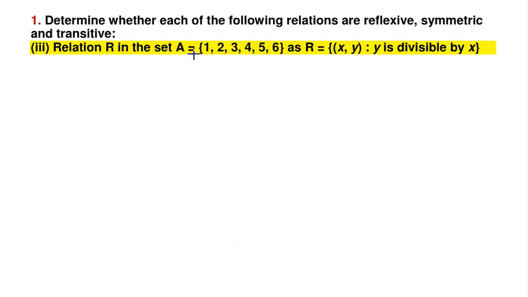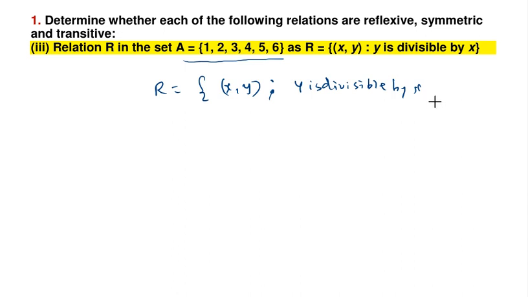Next, the set has the elements 1, 2, 3, 4, 5, 6. There are 6 members, all natural numbers. And y is divisible by x. What is the relation? Generally R is defined as: x, y belong to A and y is divisible by x.